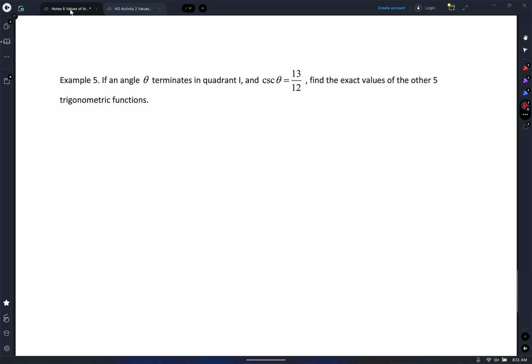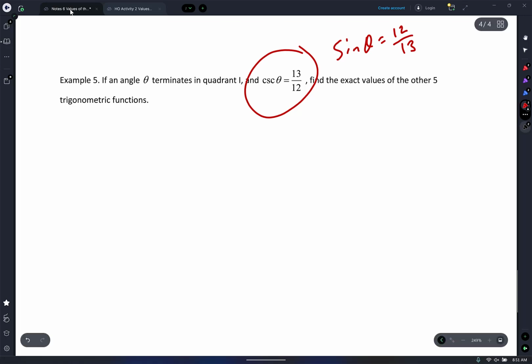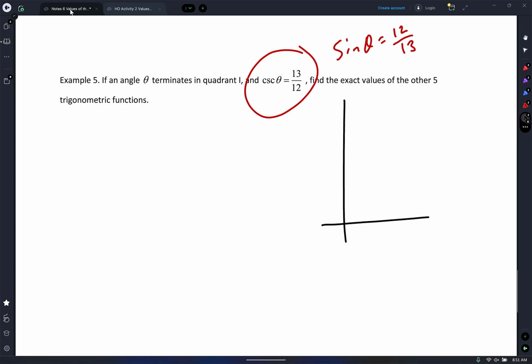If an angle theta terminates in quadrant 1 and cosecant is 13 over 12. Now, if cosecant is 13 over 12, that means that sine is 12 over 13. Find the exact values of the other 5 trig functions. Okay, I'm going to exaggerate quadrant 1. It doesn't have to be perfect. I'm going to put a point. This is my angle. That's also your reference as well, because you're in quadrant 1, but that's fine. Opposite is 12. Hypotenuse is 13. Are we still okay? I'm going to call this x, because that's the horizontal displacement.